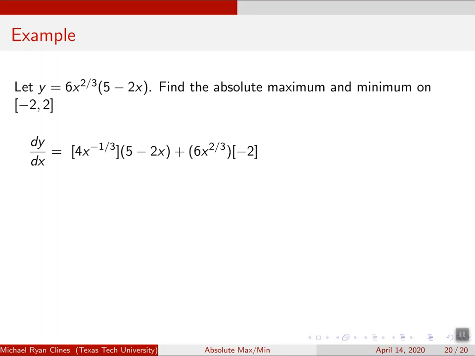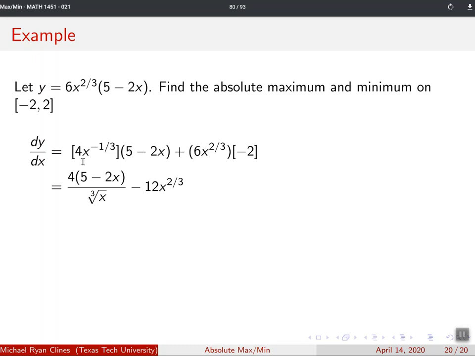This form is not really helpful to us, because in a second we're going to have to figure out where it's equal to 0 or where it doesn't exist. This form is not very useful to us for that. So we need to simplify this. First thing I'm going to do, rewrite the fractional exponents as actual fractions and combine some things. So rewrite this x to the negative 1/3 as x to the cube root in the denominator. Multiply them together. We get 4 times 5 minus 2x divided by the cube root of x minus 12x to the 2/3. Just multiply this by negative 2.